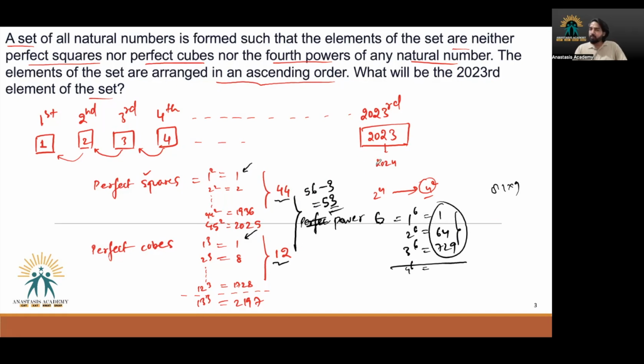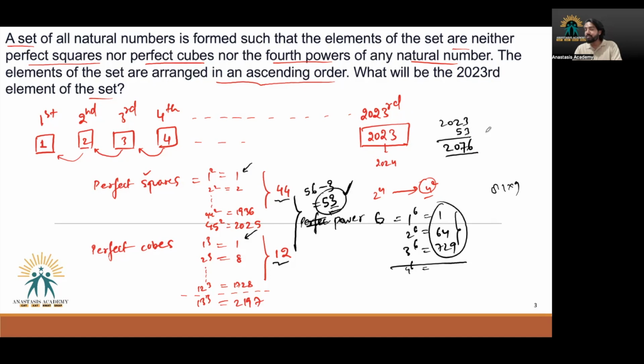And we already know that if I delete one number, the value inside this box increases by 1. If I have deleted 53 numbers, the value inside this box will increase by 53. So 2023 plus 53 becomes 2076.